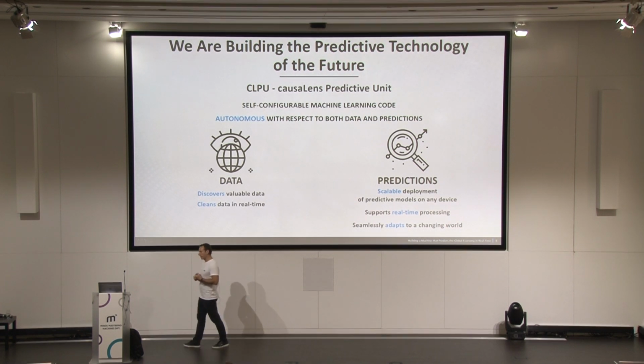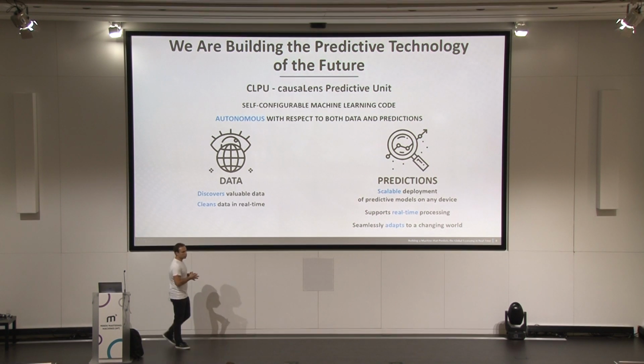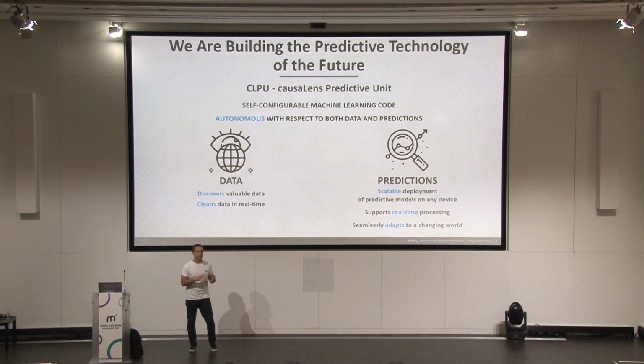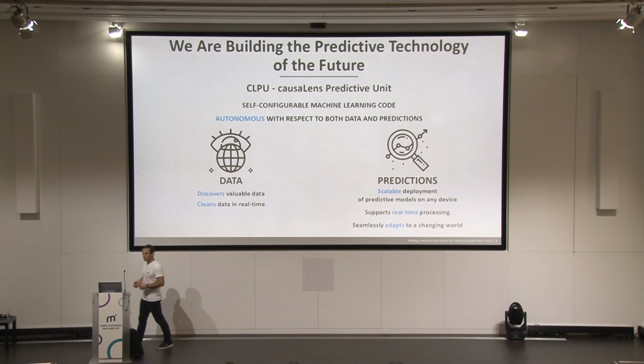So the way to solve this is to make it part of the model. Our box essentially thinks of data cleaning as just part of the model. So you have a plethora of options for how to clean the data, and you need to decide in real time and self-configure to decide what is the optimal way to clean the data right now. And that may change 5 minutes later. And so that's on the data side: discovering valuable data in real time and also cleaning the data in real time.